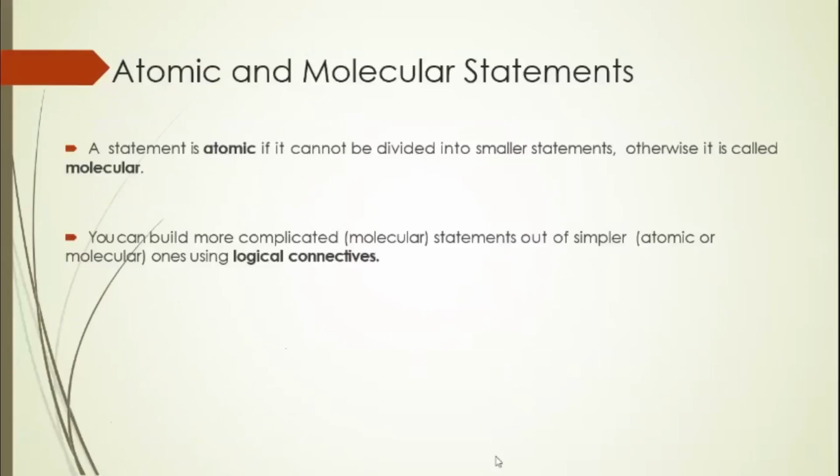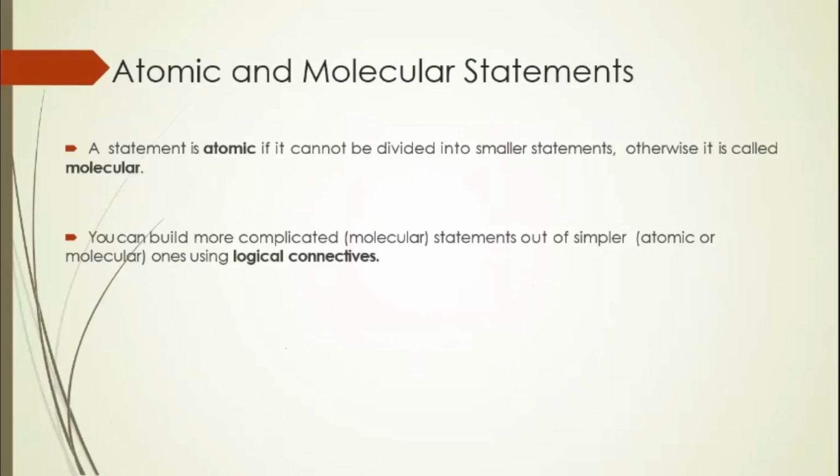A statement is atomic if it cannot be divided into smaller statements. Otherwise, it is called molecular. Just like in chemistry, we all know that hydrogen and the elements in the periodic table are atoms, meaning we can no longer simplify or divide them into smaller particles. So that is the smallest part, right? But if we combine these atoms, we form molecules.